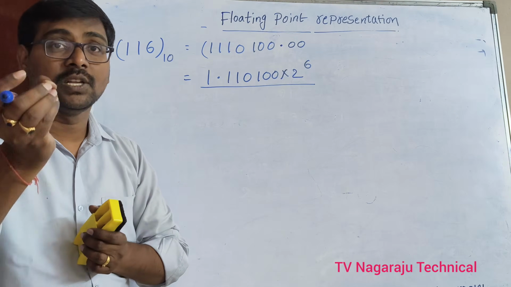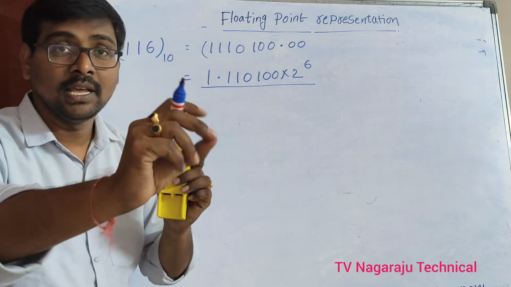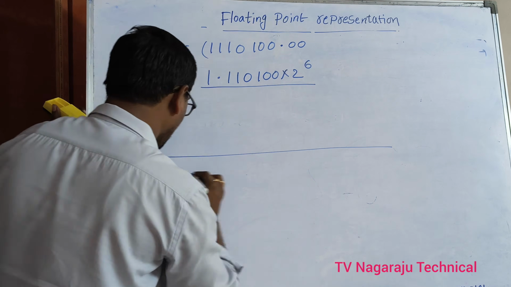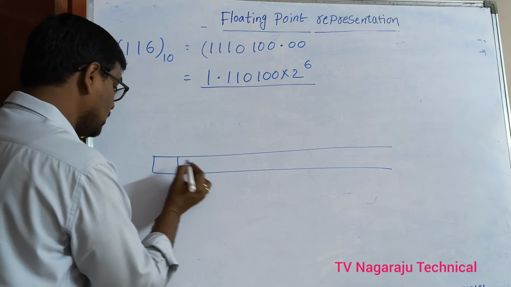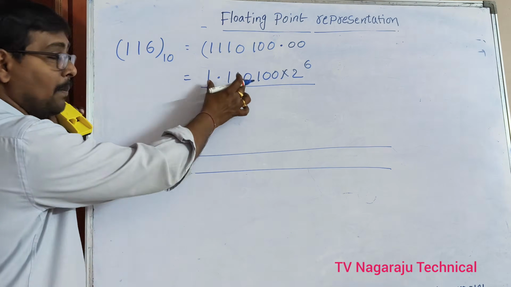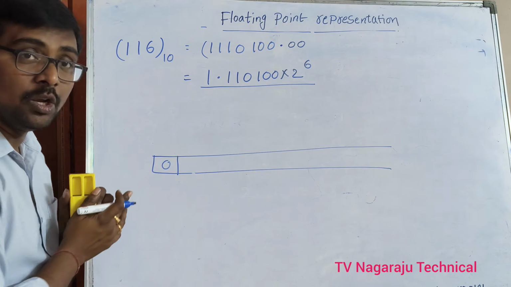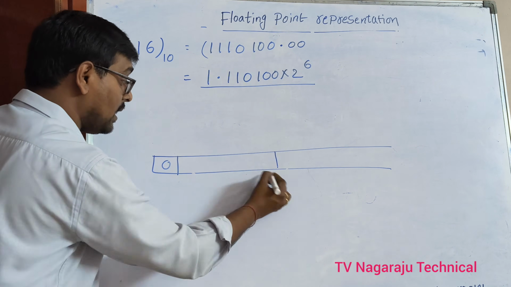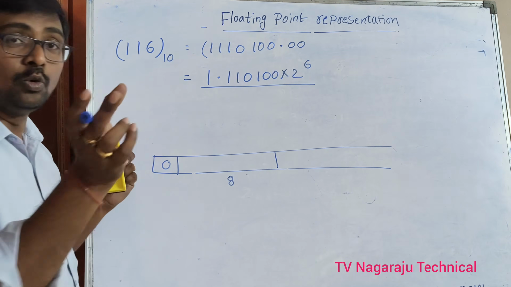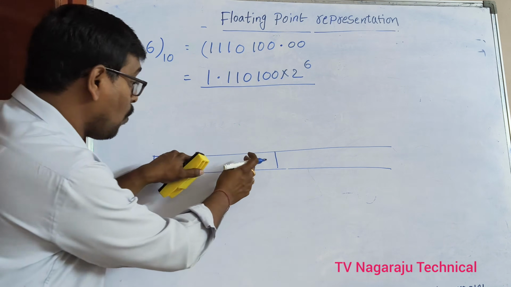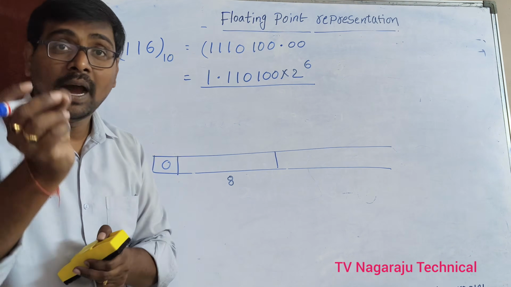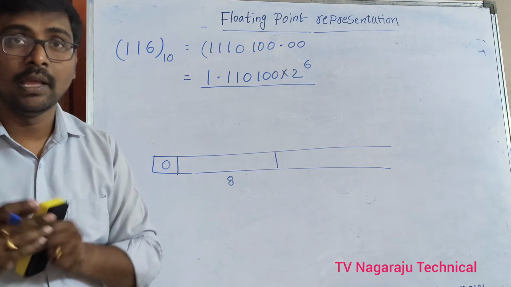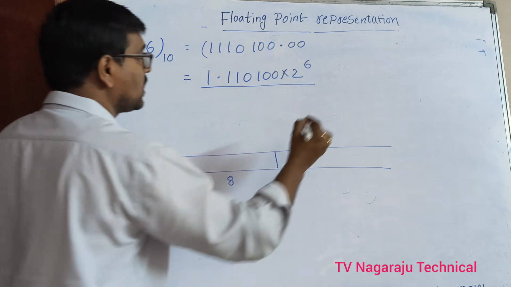After normalization, what do you need to do? Represent it in the format. So, what is my format? We already know 1 bit is used for the sign. My number is a positive number, so sign is equal to 0. Clear? Now, the next 8 bits are used to represent the exponent. Here, what are we representing? We are representing a biased exponent. How do you get the biased exponent?